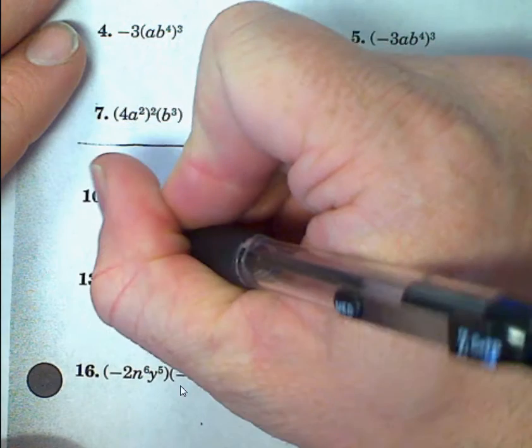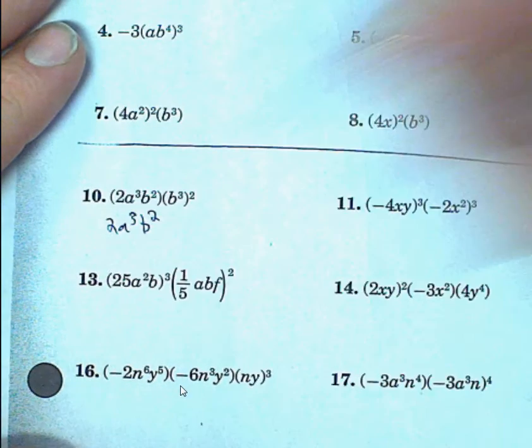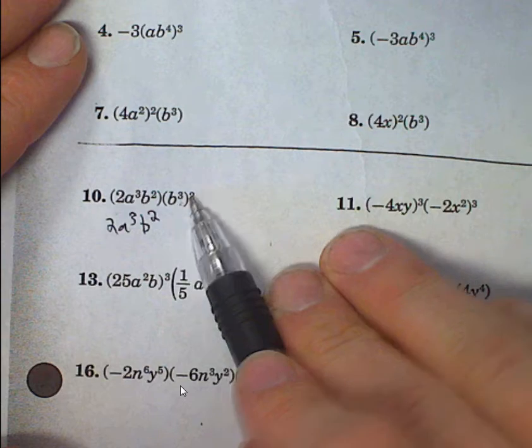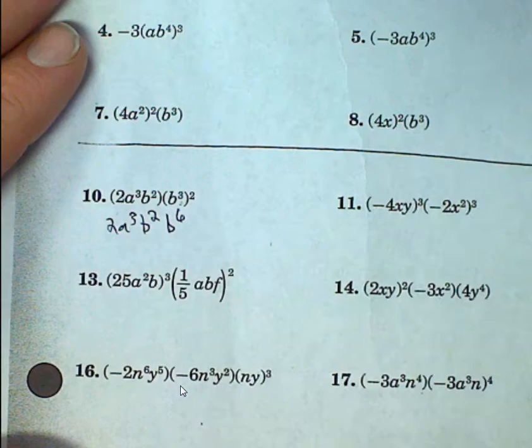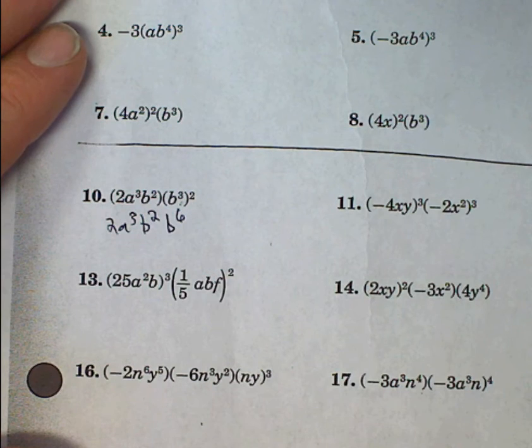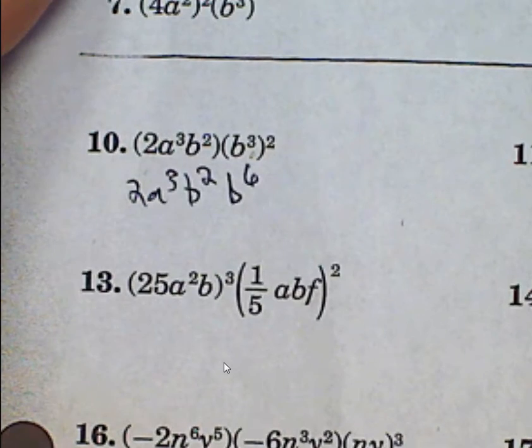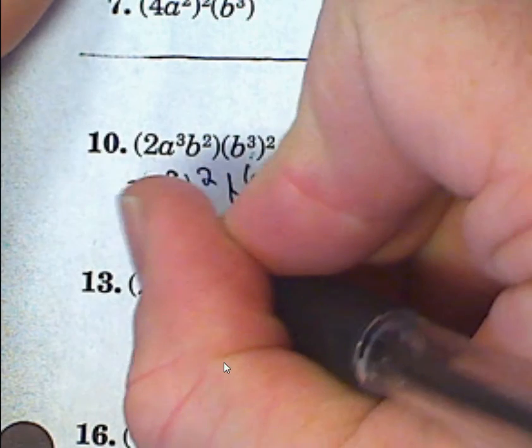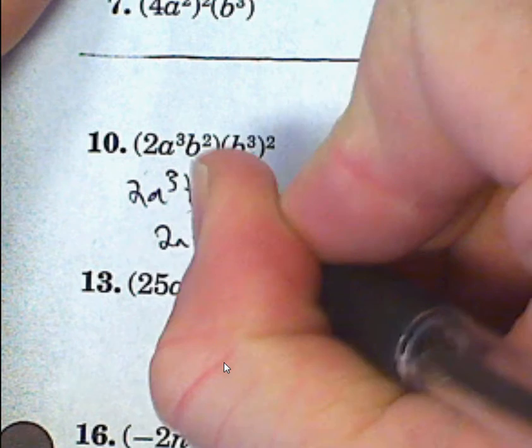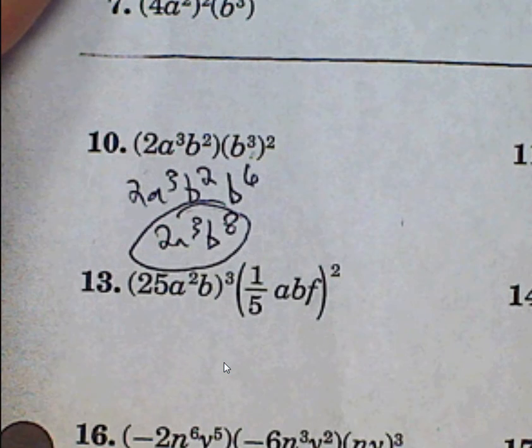So this stays as 2, a to the third, b squared. This becomes b to the 6 because I have to multiply. Then I'm going to go ahead and combine my b's. So this is 2a to the third b to the 8, and that would be my final answer.